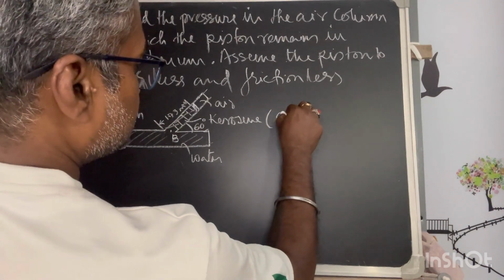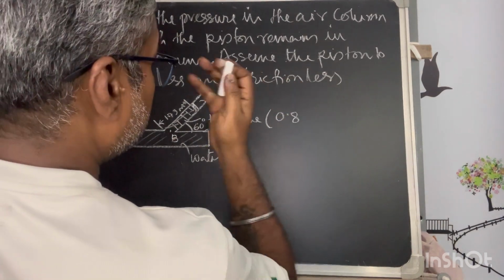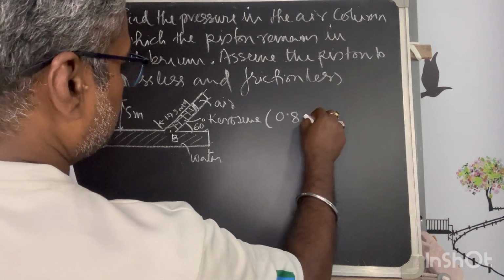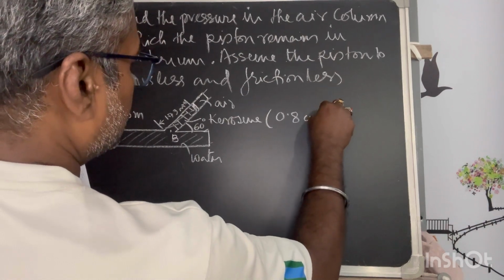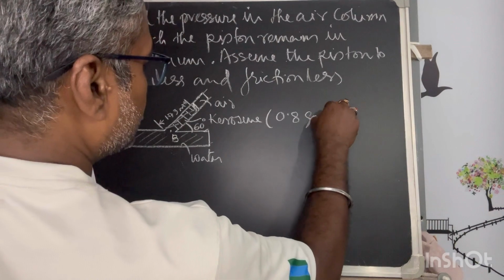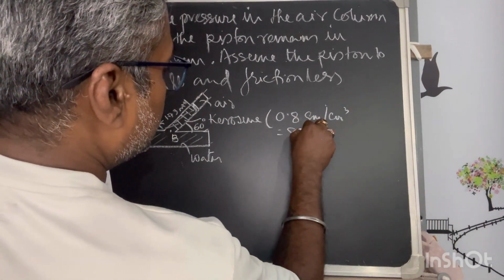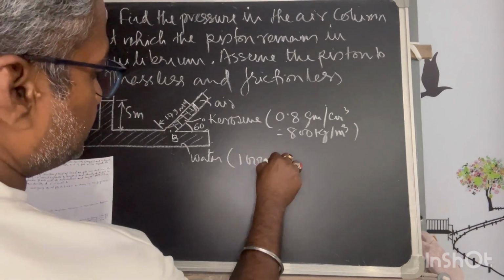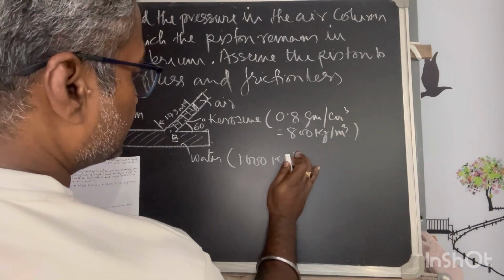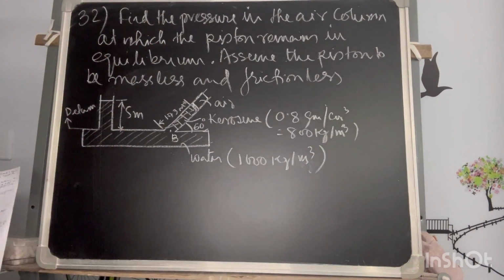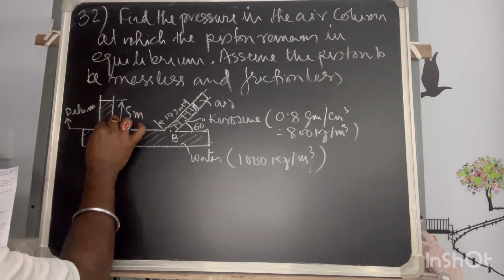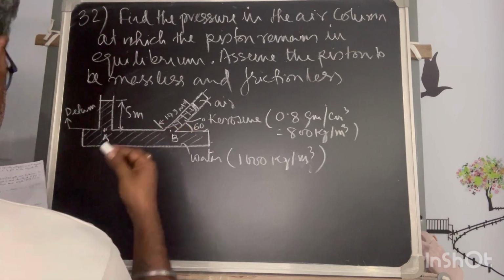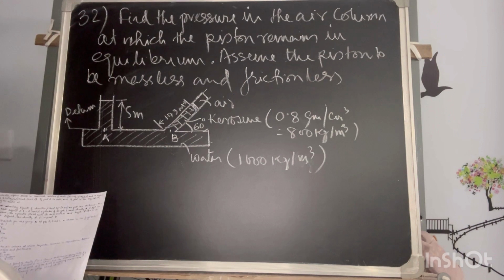The kerosene specific density is 0.8. The specific density is given, or the density, you can say. The unit is not given, but you can understand this is grams per centimeter cube, or equivalent to 800 kg per meter cube. Water in the same SI unit is 1000 kg per meter cube, these are all standard. There is another point: if I extend the datum level crossing these two legs, they will cut some points A and B that are at the same elevation with the datum. These are the details given.